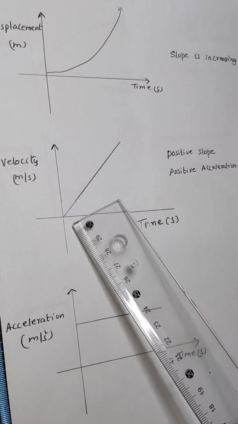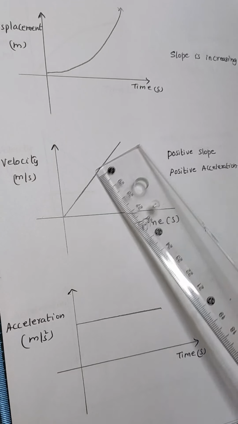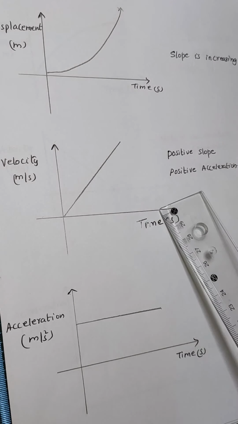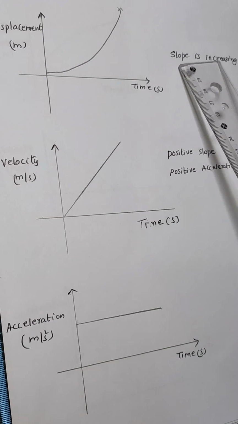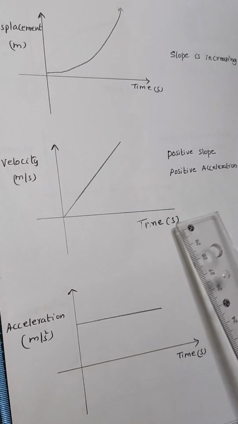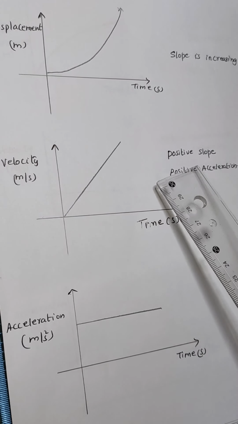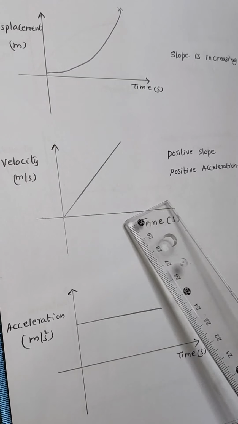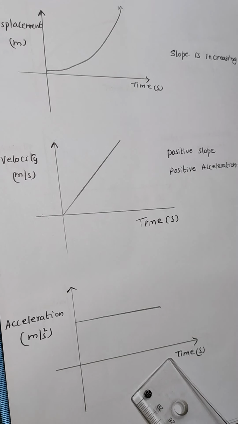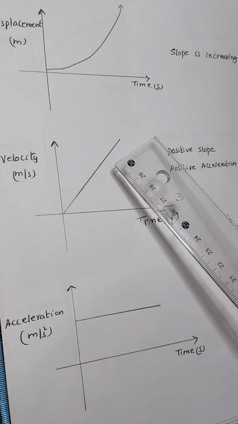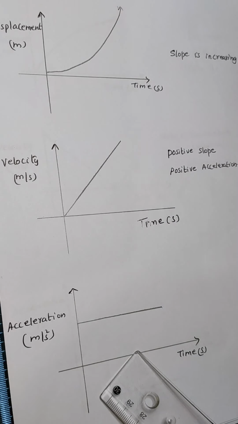Now, if you draw the velocity time graph, you get a velocity which is changing at a uniform rate, because the velocity is positive since the slope is increasing. Now, the positive slope here represents positive acceleration. Since the velocity is increasing at a constant rate, acceleration is constant.